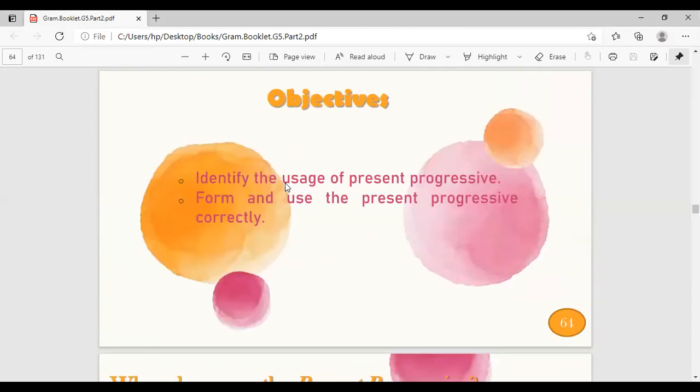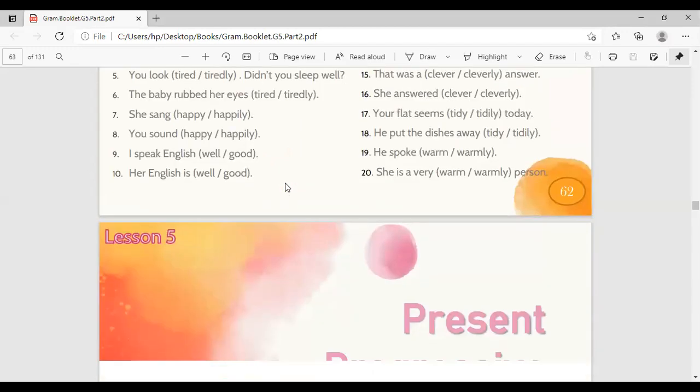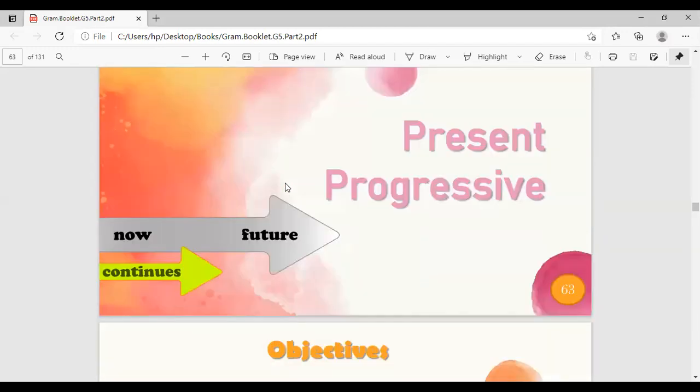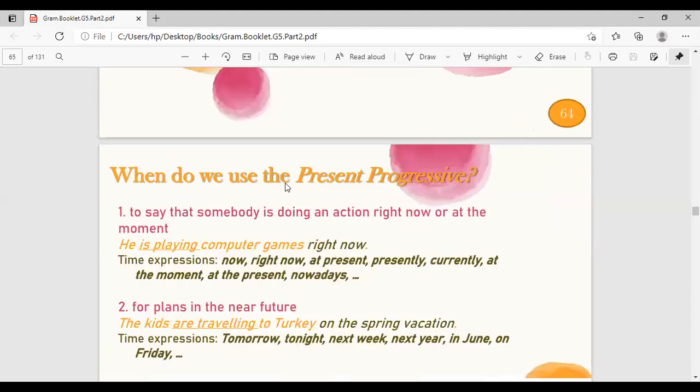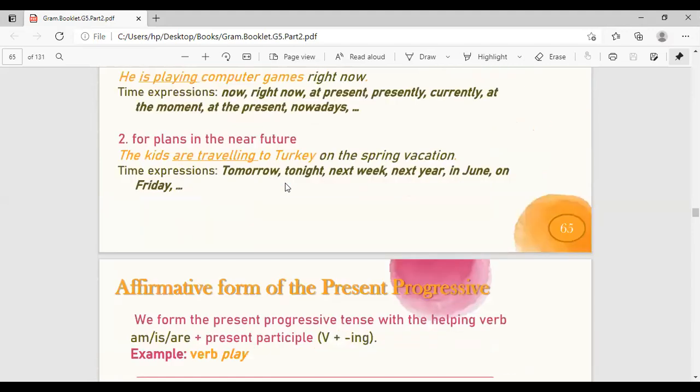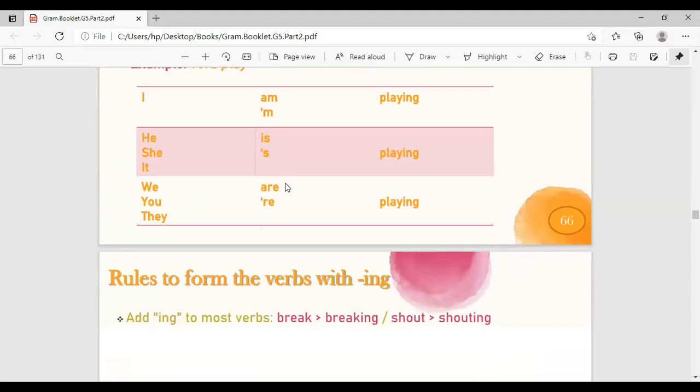Again, I repeat, guys, the explanation for the present progressive with the exercises is found in the ISI grammar booklet. Maybe there is a problem with the internet connection or a delay in the sound. So you can find the exercises with the explanation in your ISI grammar booklet, page 63. Let's move to the exercises. First exercise, exercise A, page 72.